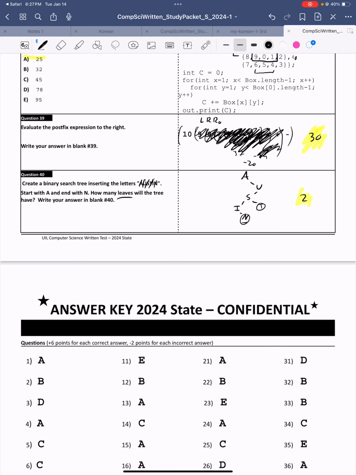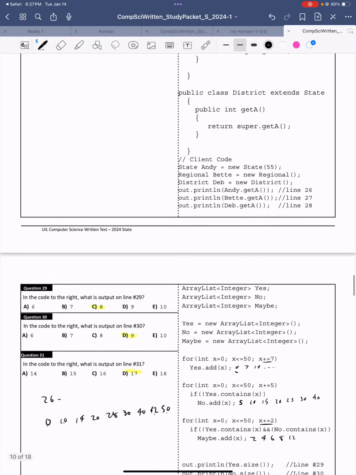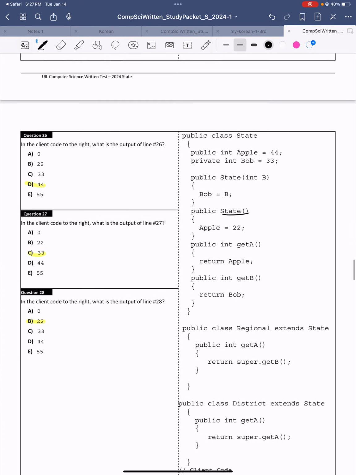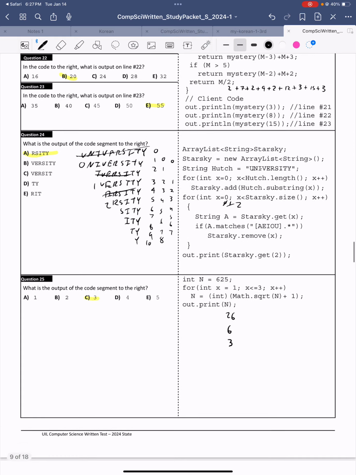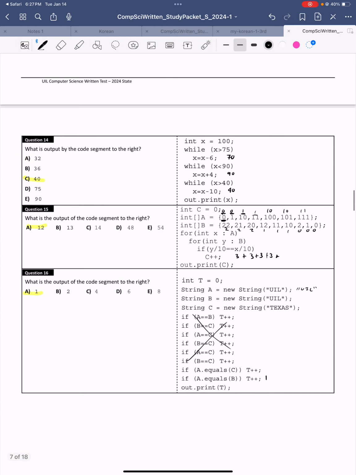U is not a leaf because it has one child. So there we go. Yeah, this exam was really easy, really straightforward. Don't know how much time I took to get through all this. Sorry, I sound very monotone.